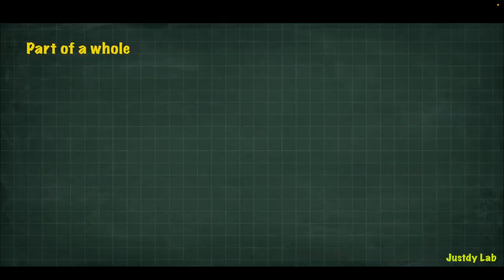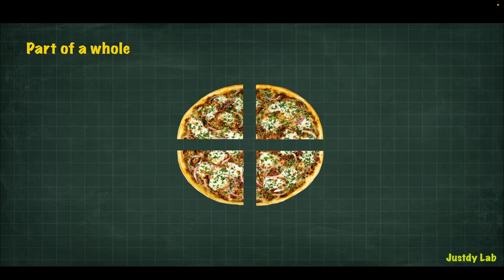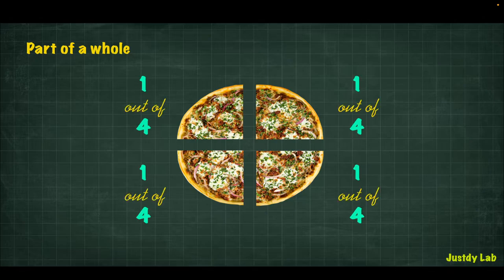What is a fraction? A fraction is part of a whole. So if I have a whole pizza and I split this into 4, basically we can describe each of them as 1 out of 4, which is simply written as 1 over 4.